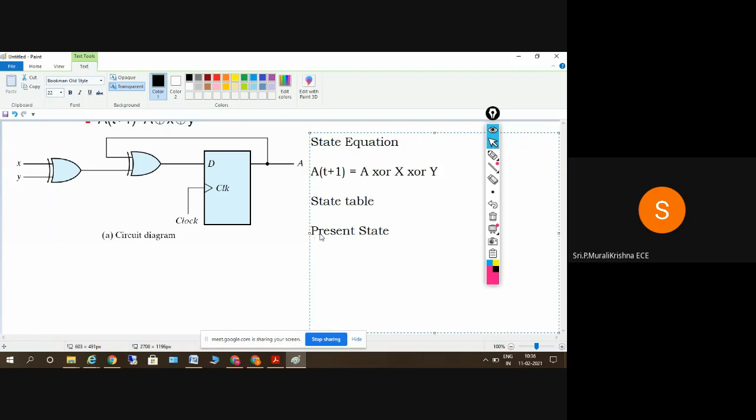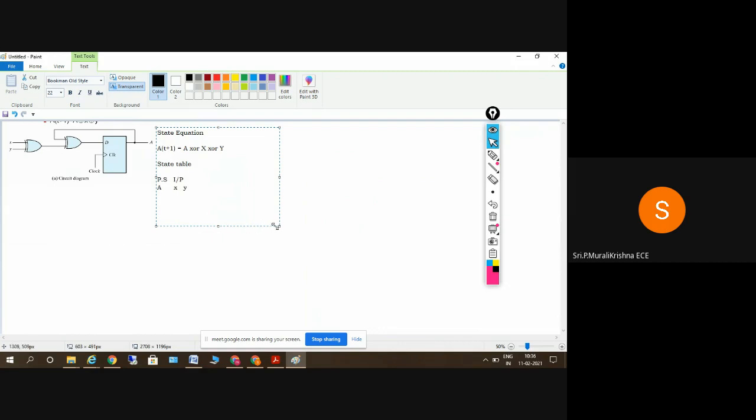What are the present states here? We have only one present state, that is A, and the next state A of t plus 1. What are the inputs available here? X and Y. So the present state is A and the inputs are X and Y. So present state and input give three combinations.